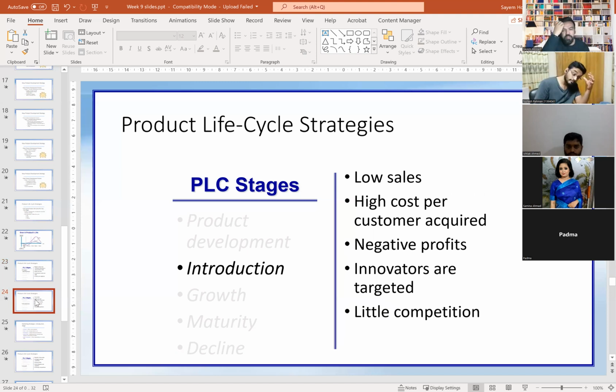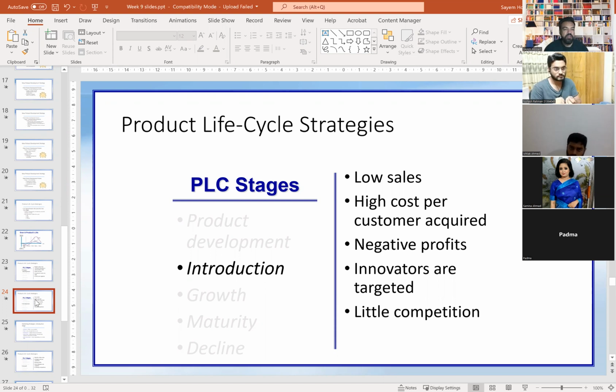Introduction. Okay, you've only commercialized the product. The product has only recently been commercialized, and there are low sales. Sales are only starting to generate from the product. High cost per consumer acquired. Again, your customer acquisition cost is very high, because you have to heavily invest into marketing. Profit is still negative.